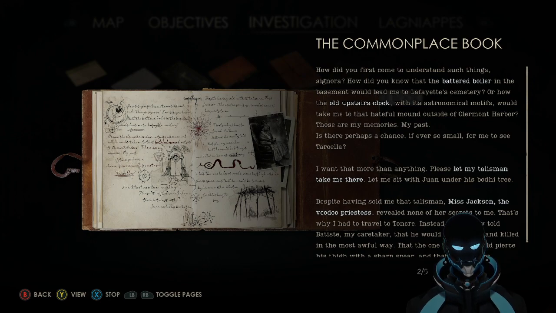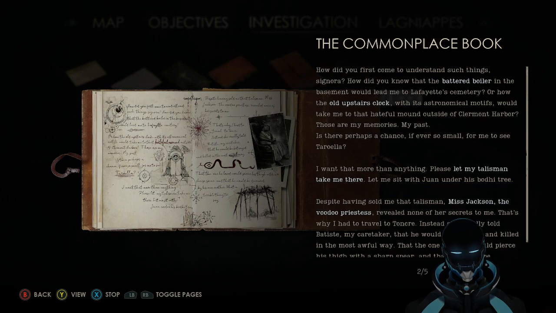How did you first come to understand such things, Senora? How did you know that the battered boil in the basement would lead me to Lafayette Cemetery? Or how the old upstairs clock, with its astronomical motifs, would take me to that hateful mound outside of Claremont Harbor? Those are my memories, my past. Is there perhaps a chance, if ever so small, for me to see Tarawea? Oh, I want that more than anything. Please, let my talisman take me there. Let me sit with Juan under his Bodhi tree.